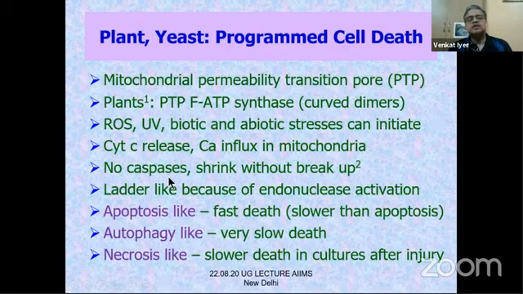So the cells shrink but without breakup. The caspases are not there. But despite that, there is a ladder-like pattern on electrophoresis because of the endonuclease activation, which does take place. So you can divide it into apoptosis-like, which is very fast but slower than mammalian cell apoptosis. There is an autophagy-like, very slow cell death, and a necrosis-like cell death, which is slower cell death in cultures after you give injury to the plant cells.